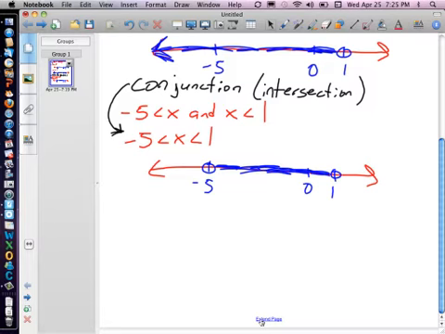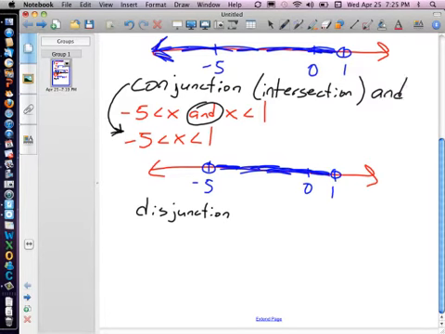Now, there's also something called a disjunction. One more thing I have to add to the above. So conjunction, intersection, the word and is associated with that. The word and. Conjunction or intersection uses the word and. A disjunction, also called a union, uses the word or. We're going to use the word or.